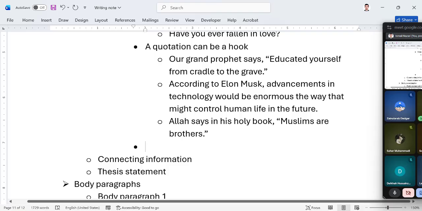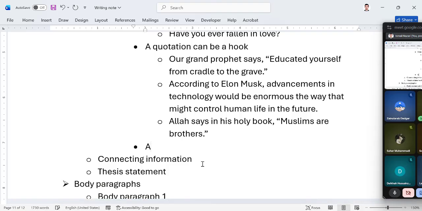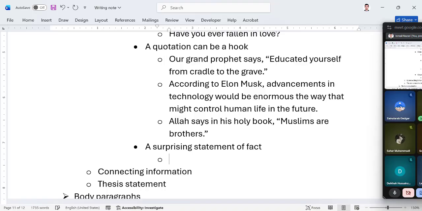The next is a hook can be a surprising statement. Surprising statement of fact. If it is an interesting fact, again, we can use a surprising statement. Or a general statement. Often we can have general statements as well. General statements of fact.